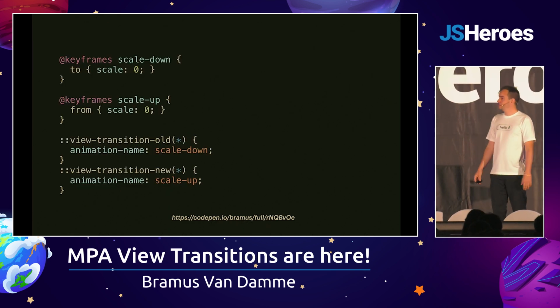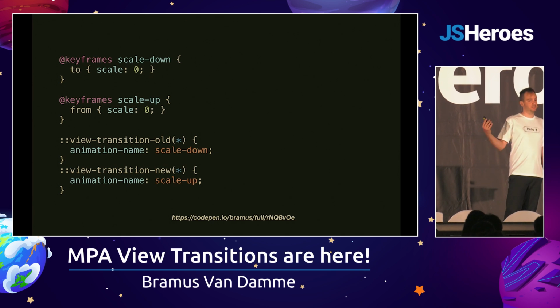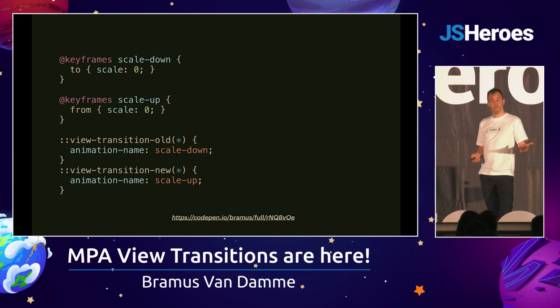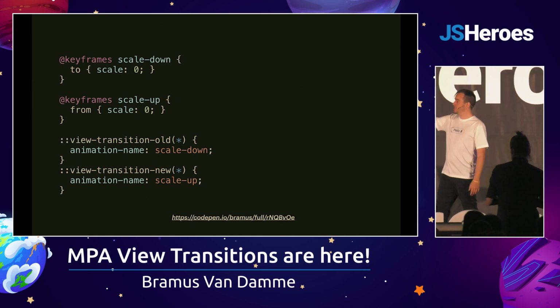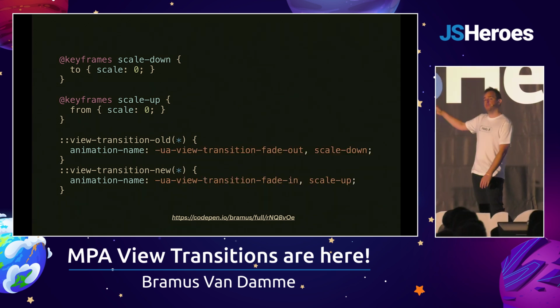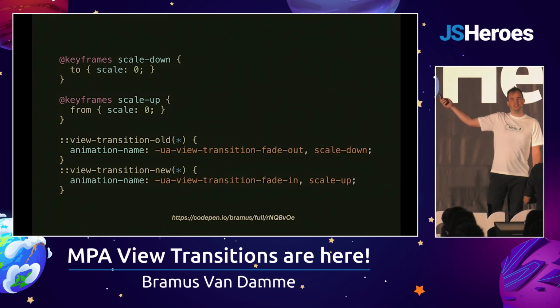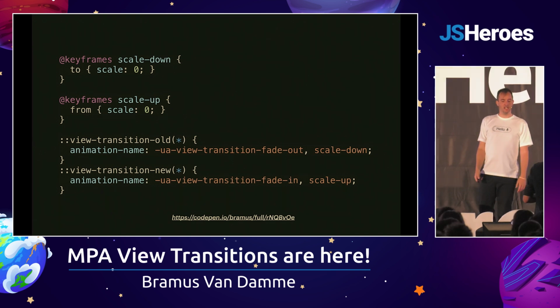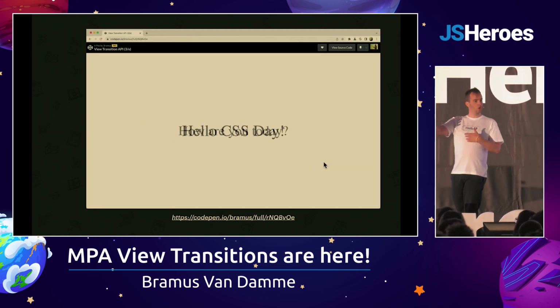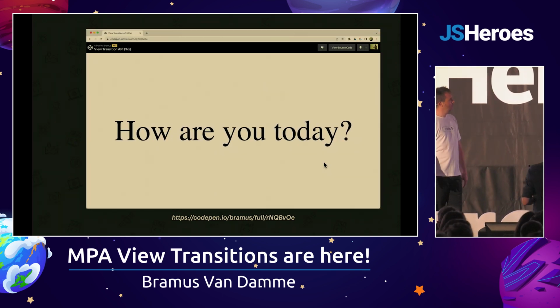You can not only change the duration. You can also use a different animation if you want. For example, a scale up and a scale down. Perfectly possible. You add this to your style sheet, and we combine it with the user agent fade in and fade out, that's also provided, and just like that, you get this. Pretty great, right?